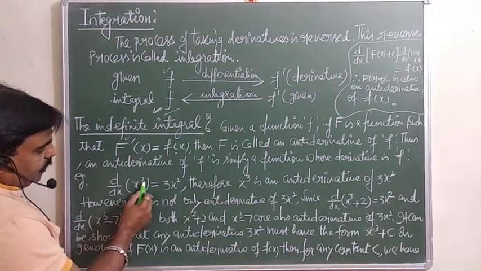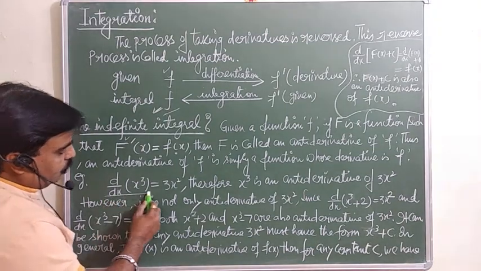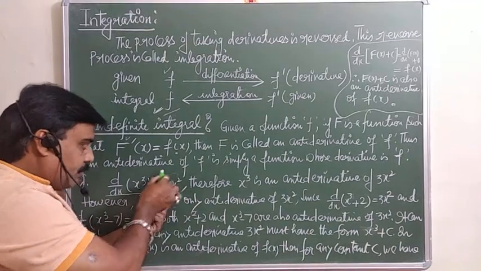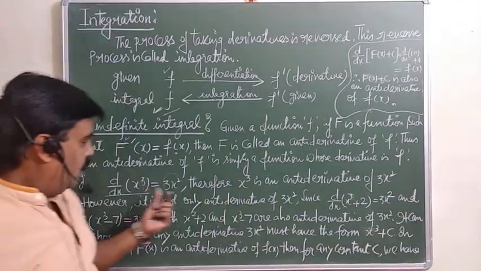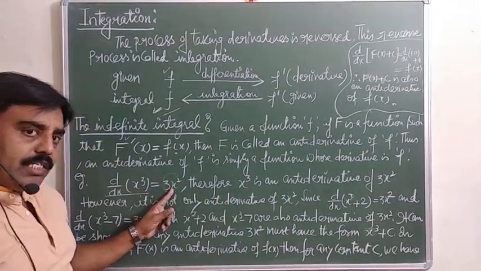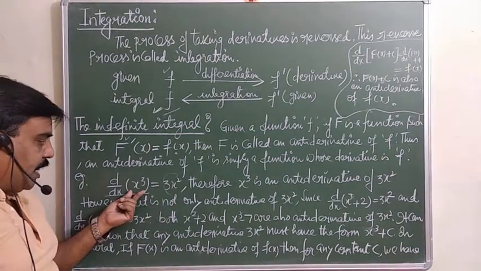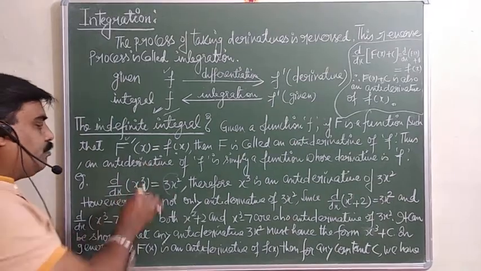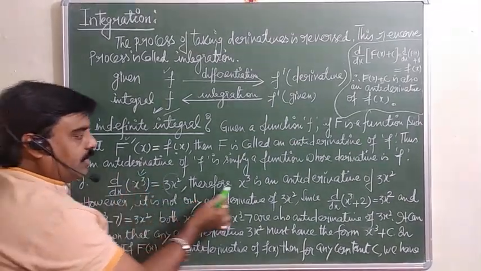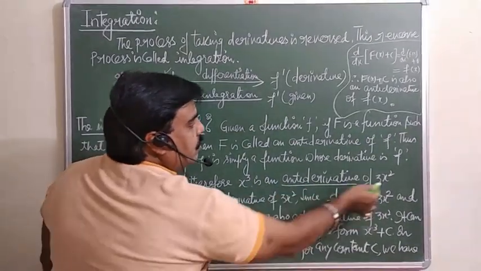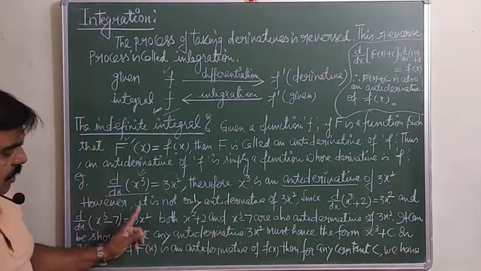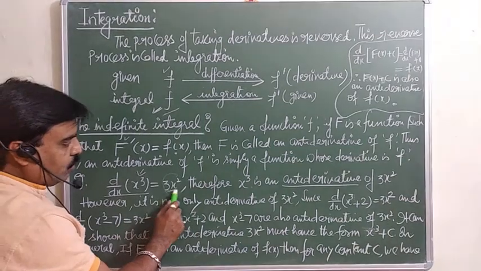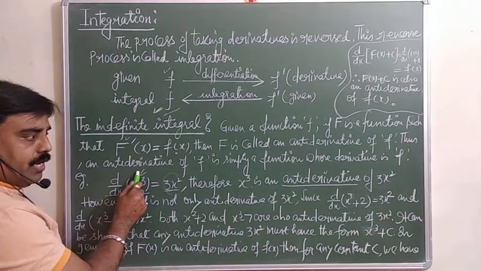See, suppose x cube is there, you take the derivative of this function, that is 3x square. Now if we take the antiderivative of this one, x cube will be the antiderivative of 3x square. The derivative of x cube is 3x square. If we take the antiderivative of this one, you will get x cube. However, it is not only x cube that is an antiderivative of 3x square.